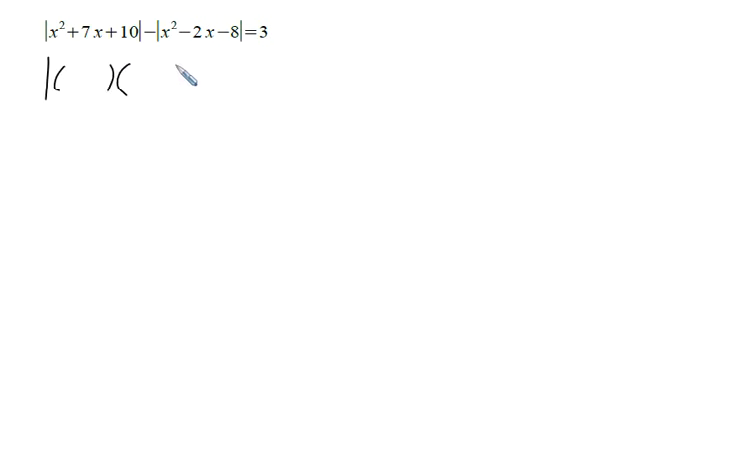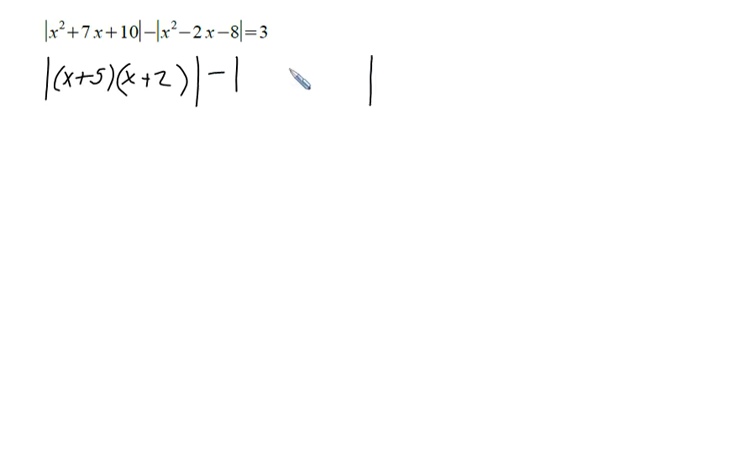So on the left here, it's not a difficult factoring because the leading coefficient is 1. We want two numbers that multiply to be 10 and add to be 7. So (x + 5)(x + 2) should work. That way we get x squared plus 2x plus 5x would be our 7x plus 10.